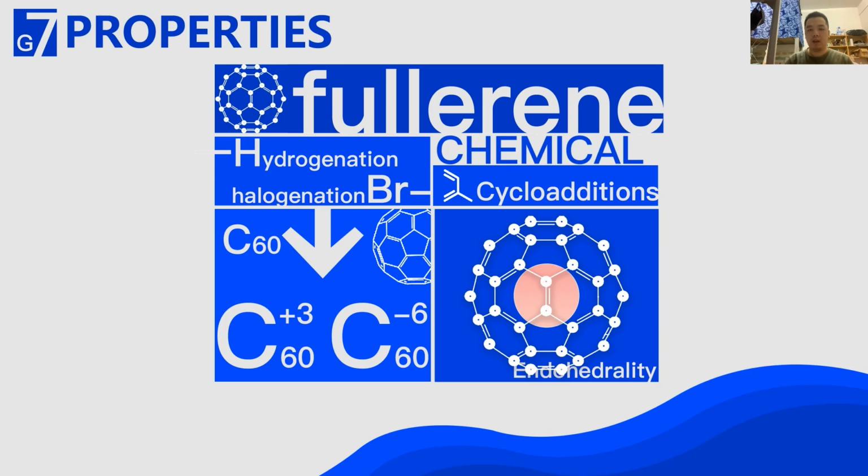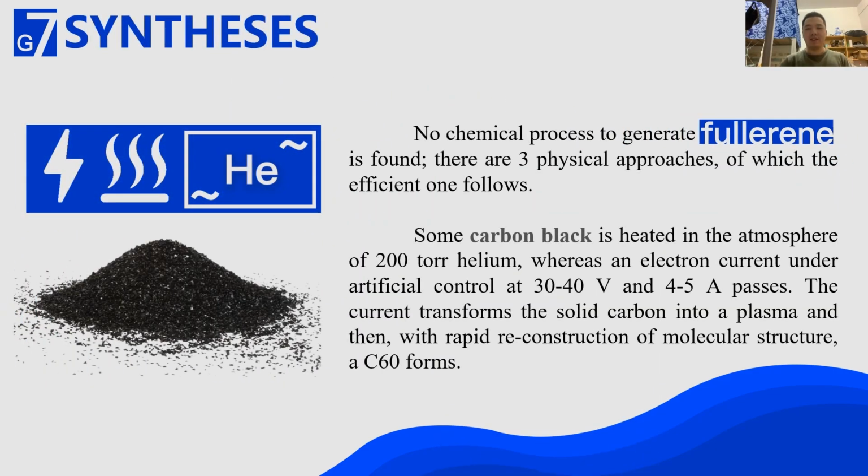It can encapsulate small molecules like metal atoms. It has hydrogenation and halogenation, and also has cycloaddition of aromatic functional groups. For the synthesis, there are 3 physical approaches to make fullerene, and no chemical way was found.